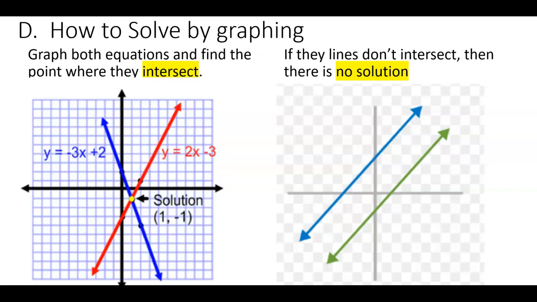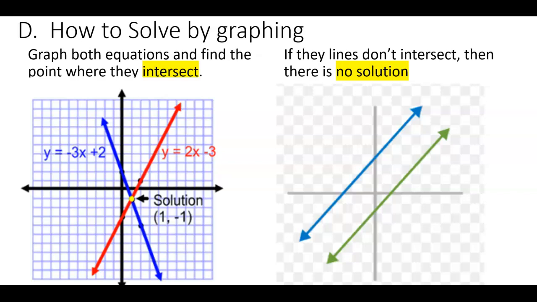So how to solve by graphing. That's where we're going to start. We're going to start with the strategy of solving by graphing. So when you graph a line, what a line is really, it's just a collection of an infinite number of points. That's all it is. And each one of those points are points that work for that equation.